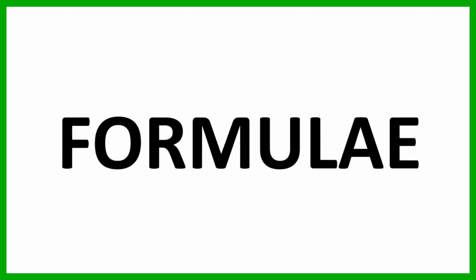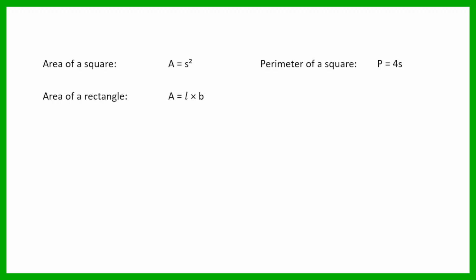Now, we've already dealt with some formulae so far this year. A few of them are these ones over here. The area of a square is side squared. The perimeter of a square is 4 multiplied by the length of a side. The area of a rectangle is length times breadth. The perimeter of a rectangle is 2 lengths plus 2 breadths. The area of a triangle is half base times the perpendicular height.